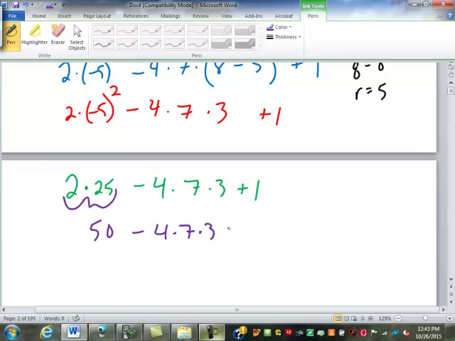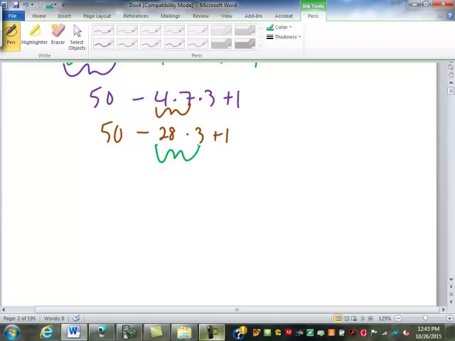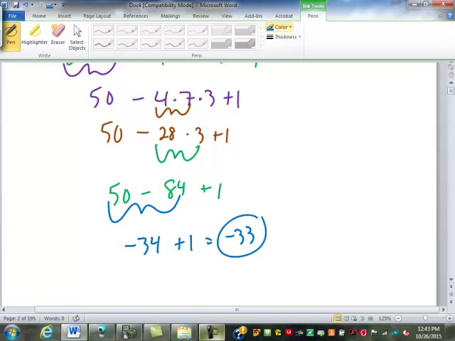Minus 4 times 7 times 3. What's next? 4 times 7 is 28. Then we have to do the 28 times 3 to get 84. We can't do the 84 plus 1 yet. We got subtractions. We got to go left to right. 50 minus 84 is -34 plus 1 is -33. What do you think?